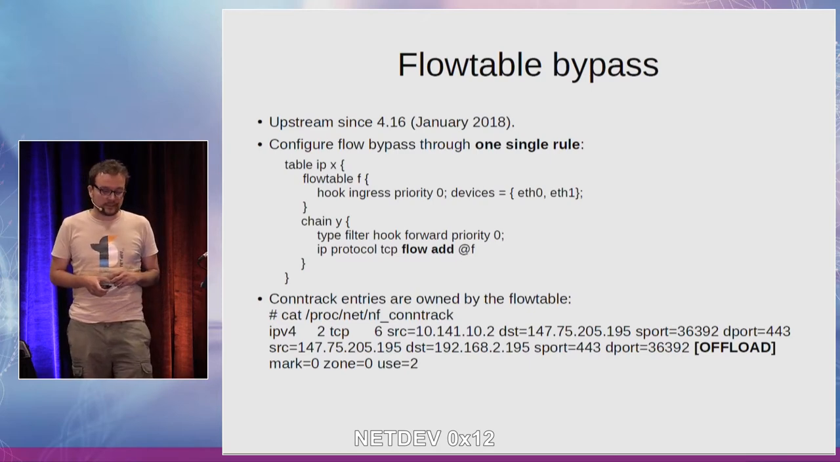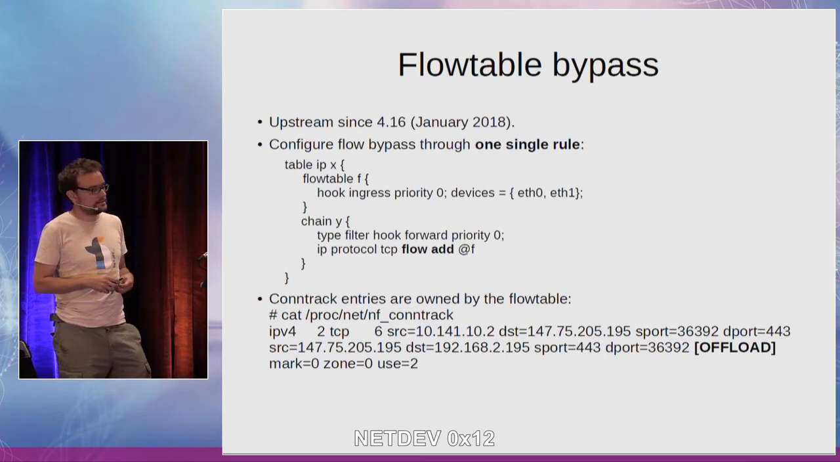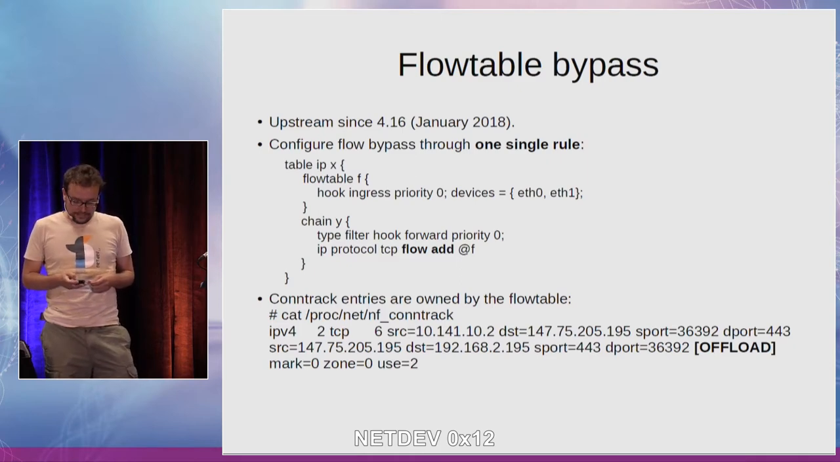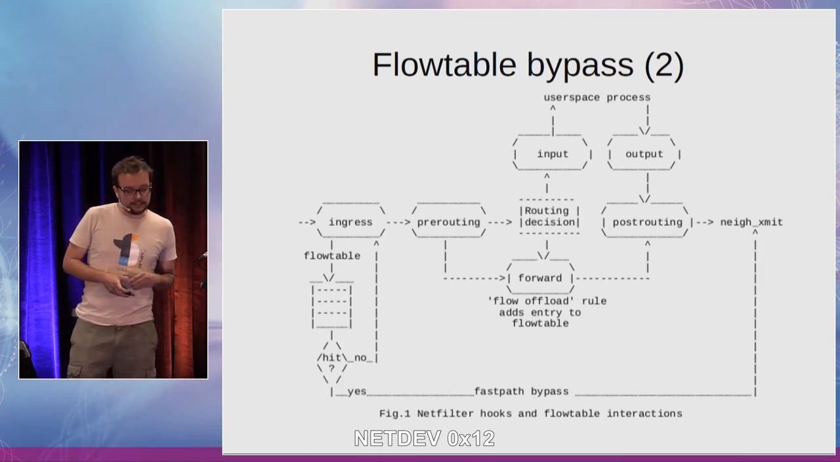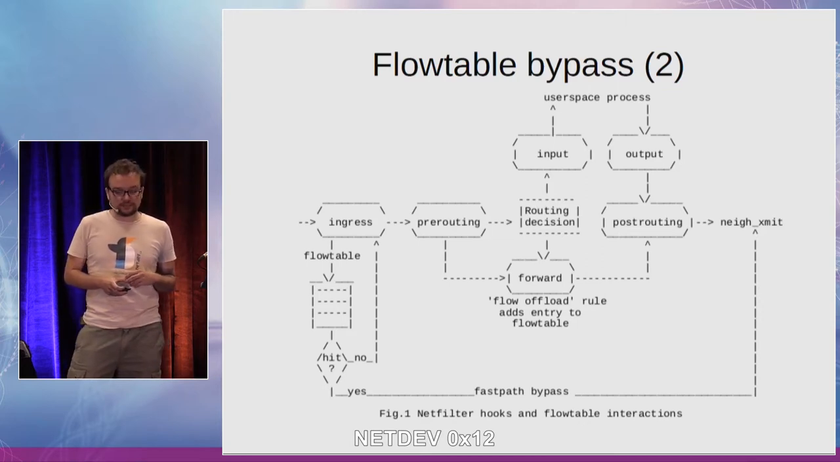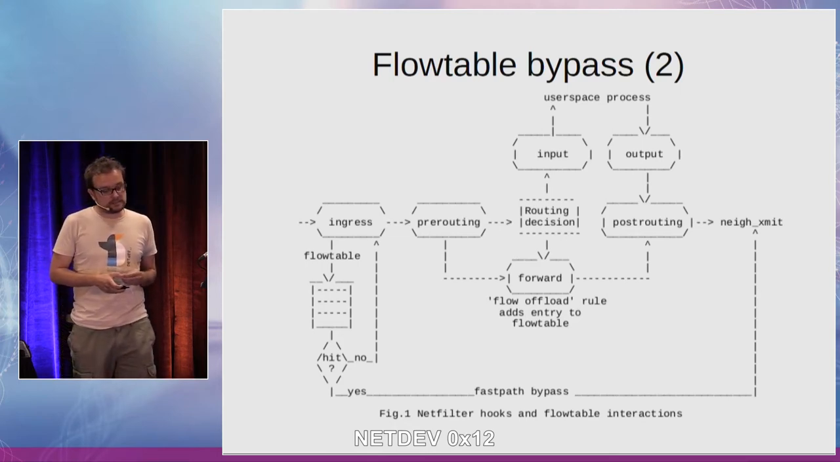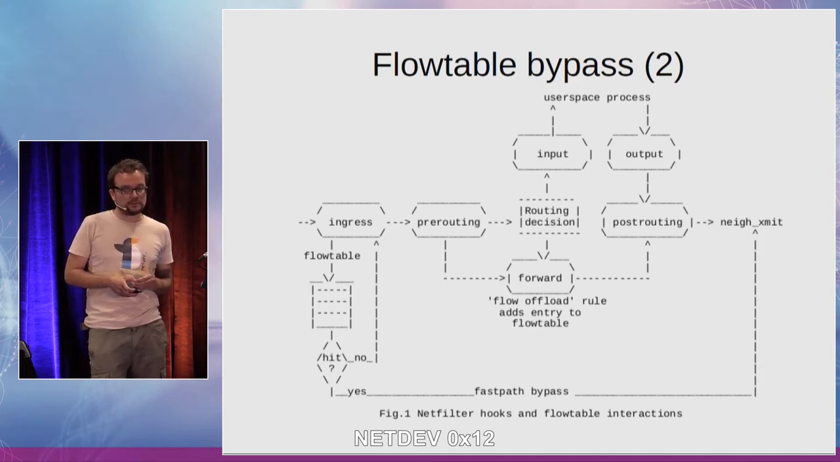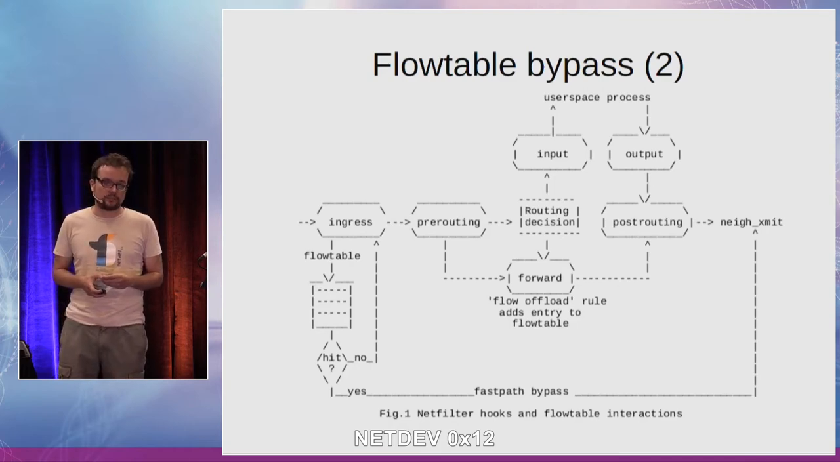And that means that the connection tracking system is not going to be responsible for that flow anymore. That's why we get this offload flag. And then what happens is that every time a packet kicks in from the ingress hook, we are going to make a lookup in the flow table to see if there is an entry. Then we follow the fast path. We are basically going to take the packet. The flow table entry is caching the route, so we are going to attach the route to the packet, and push it out to the neighbor layer for transmission. So we are going to bypass the classic forwarding path.